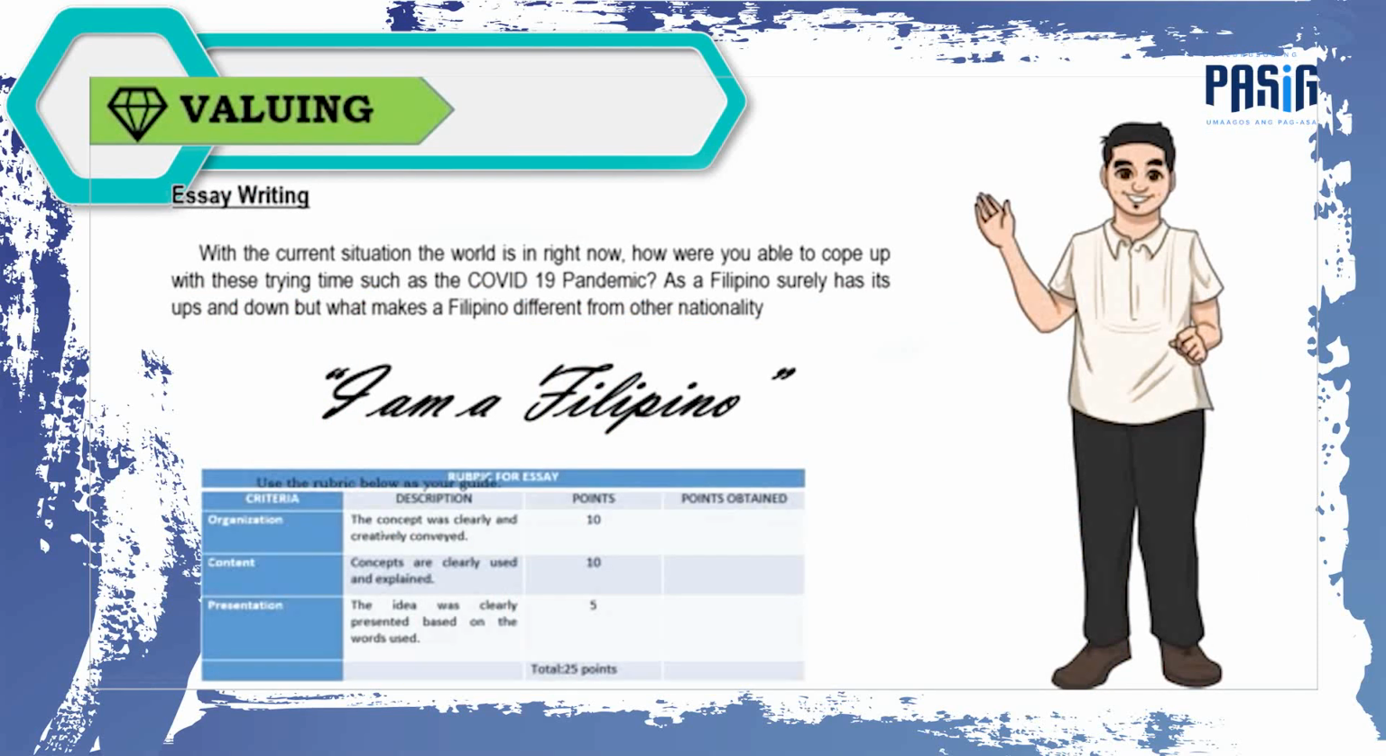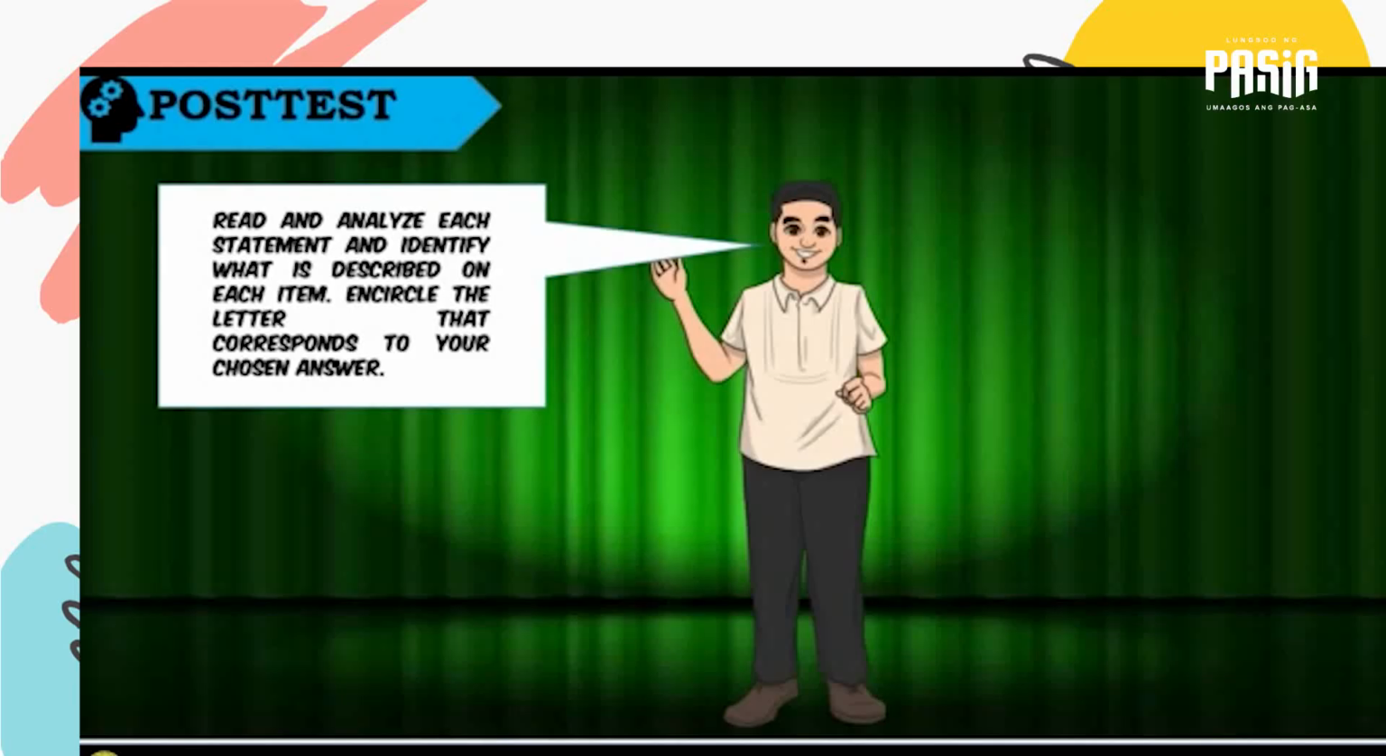In our valuing, you'll be writing an essay entitled "I am a Filipino" because of the current situation the world is in right now. How were you able to cope with these trying times such as the COVID pandemic? We as Filipinos surely have our ups and downs, but what makes a Filipino different from other nationalities? The rubric for the essay is your guide to make a very beautiful essay. Let us now have our post test.